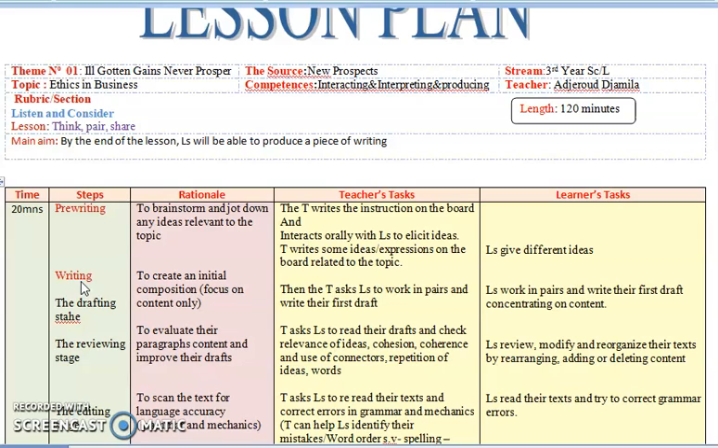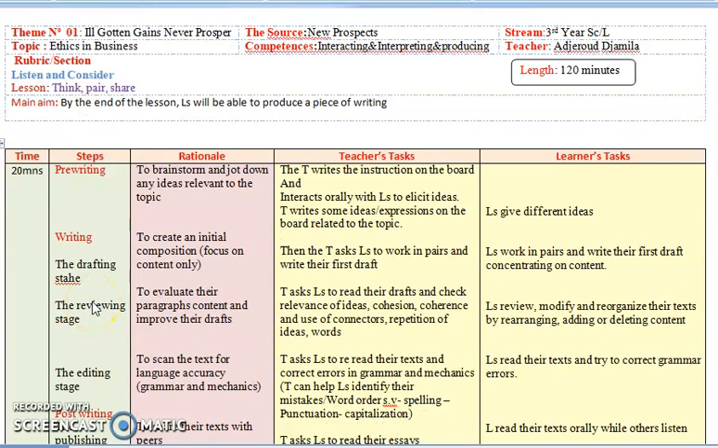The writing stage, which contains all these stages: the drafting stage, the reviewing stage, and the editing stage. The writing stage, the rationale behind it is to create an initial composition, where we are focusing on content only. The teacher asks learners to work in pairs and write the first draft. Here learners will start writing the first draft, concentrating on content only.